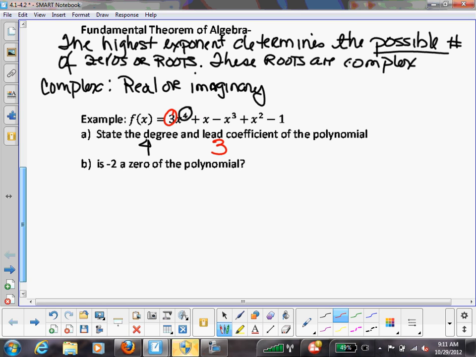Is -2 a zero of the polynomial? Well, how am I going to determine if -2 is a solution, if it's a zero, if it's an x-intercept?